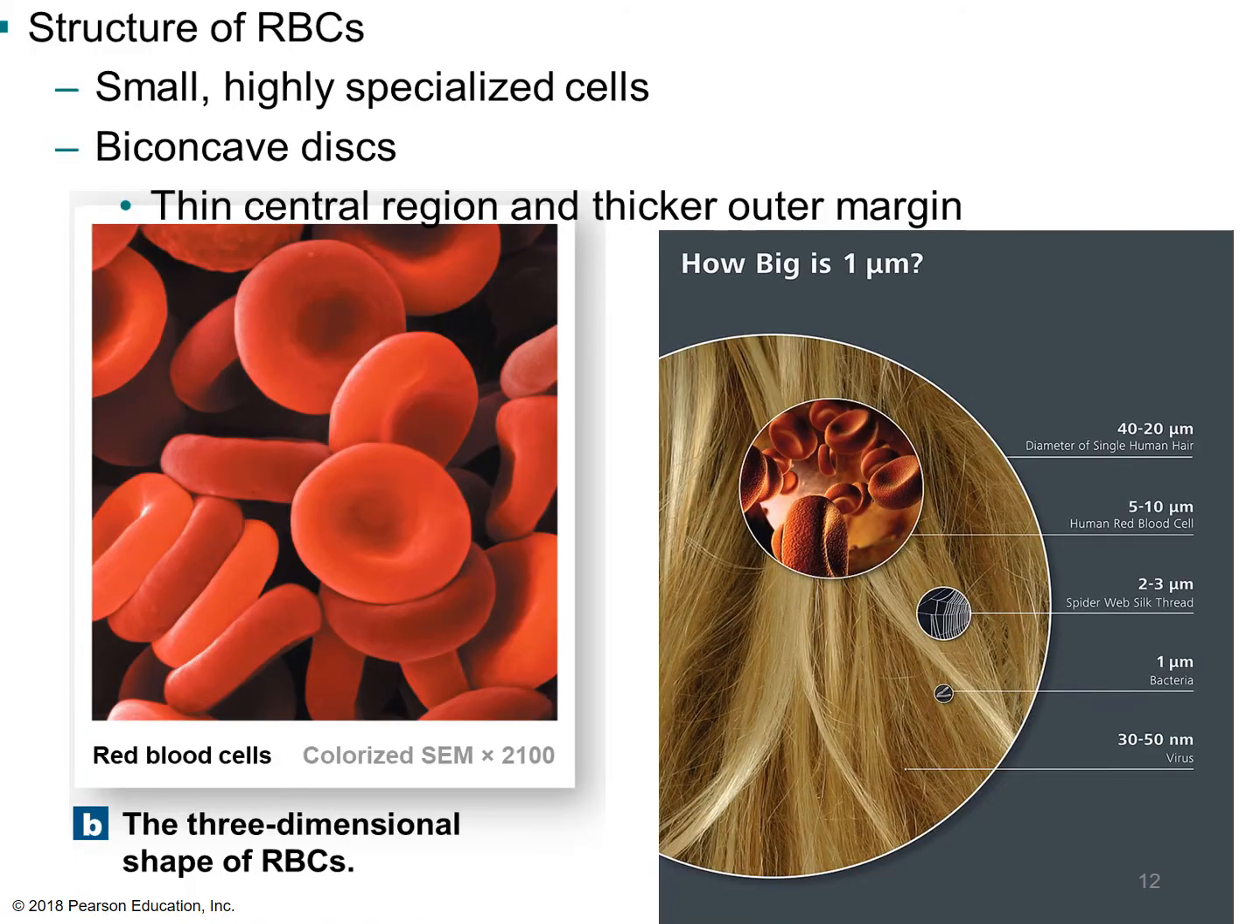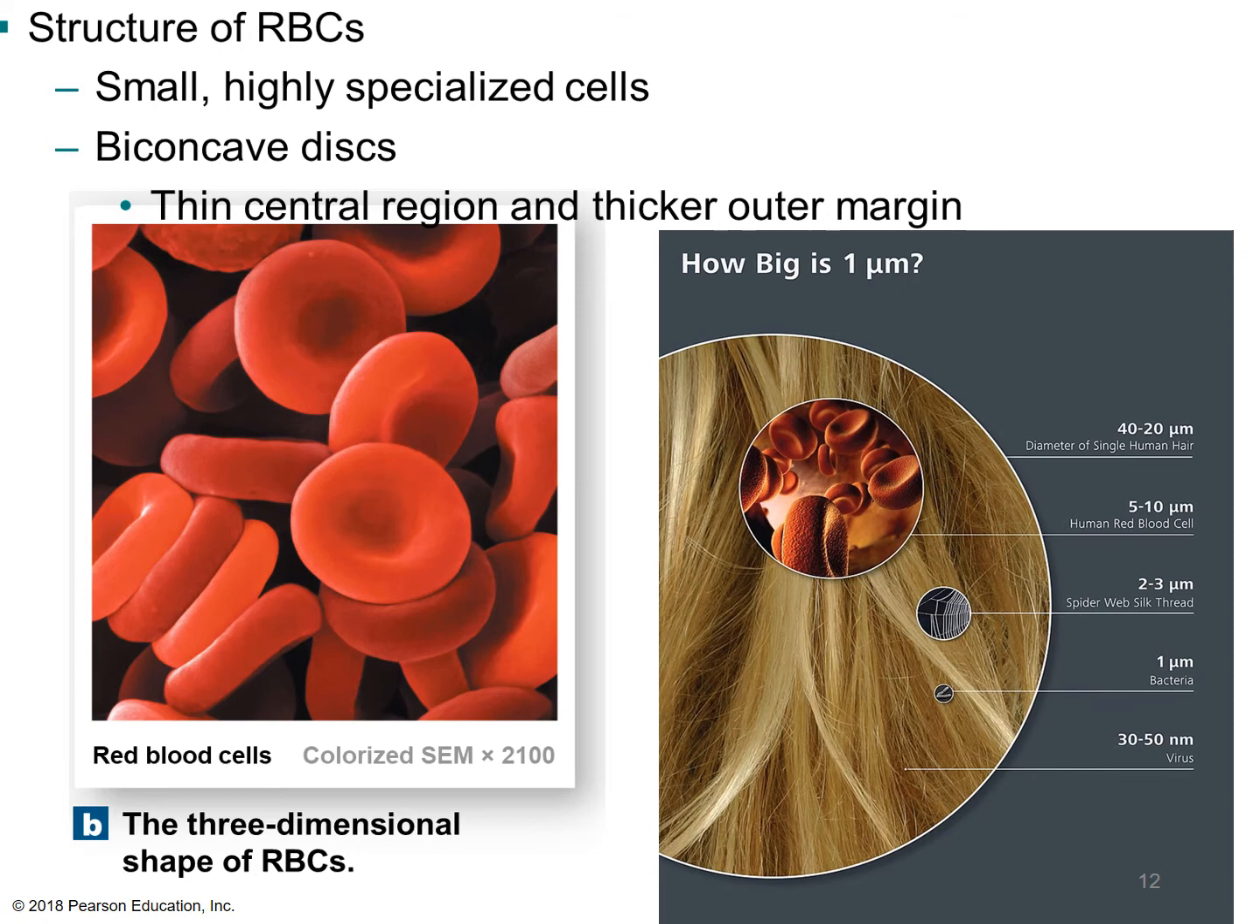When we're looking at the structure of the red blood cells, these are very small and do not look like other cells. We call these biconcave discs because there is an impression on both sides of the cell. You can see in the picture there's a little dip, and that's going to happen not just on one side but on both sides. So you have that very thin center and then that thick outer margin.